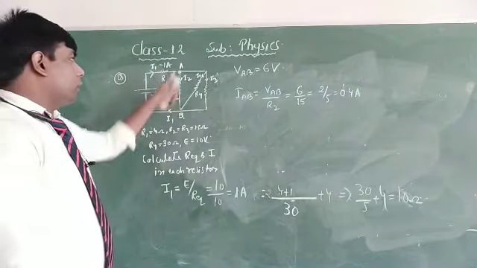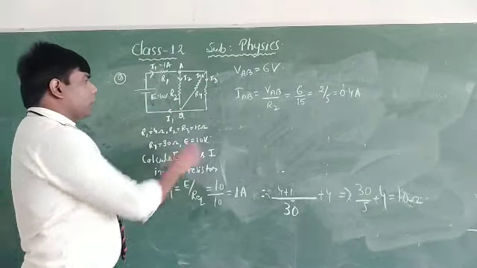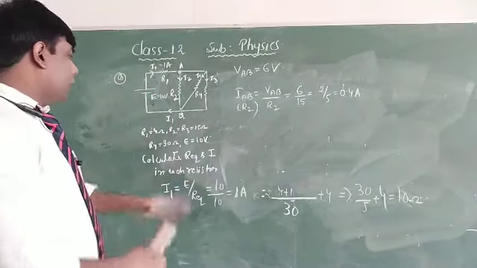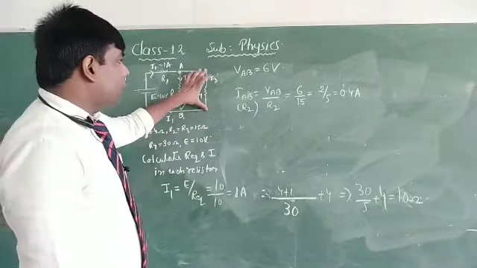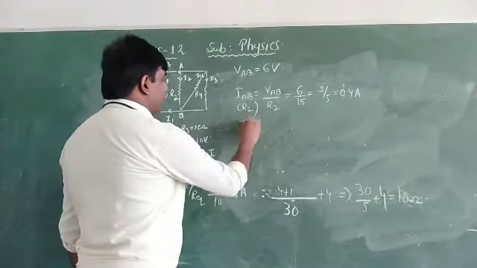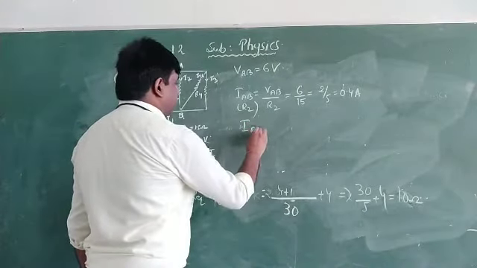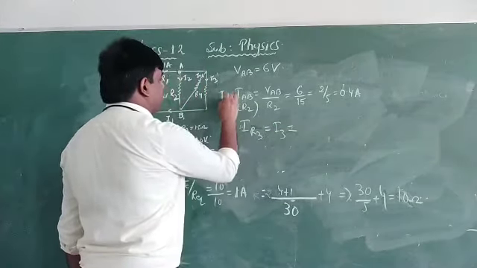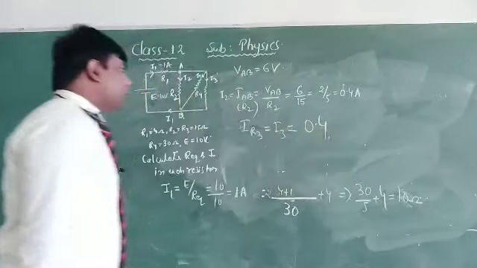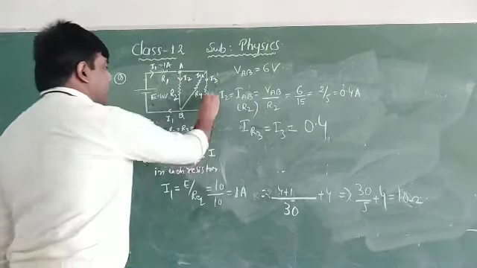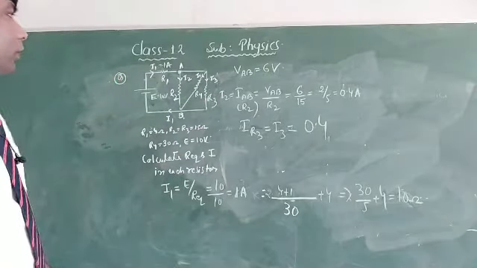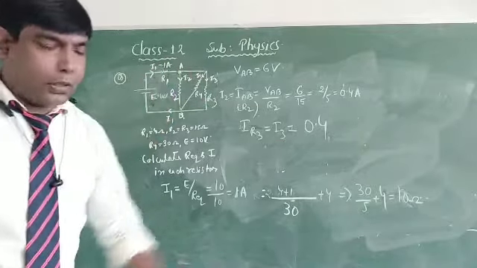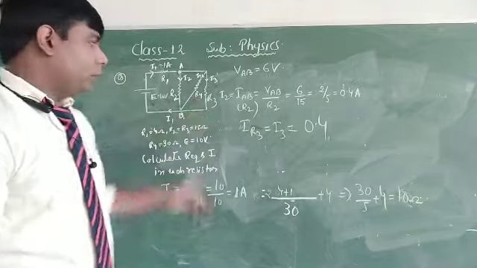Right? That is, in this branch, across resistance R2, the current is 0.4. See, R2 and R3 are the same. Since here the voltage is VAB, the current is the same, and across resistance R3 also the current will be how much? 0.4. Now see how much current is coming? 1 ampere. 0.4 plus 0.4 is distributed. So the remaining current here will be how much? 0.2.